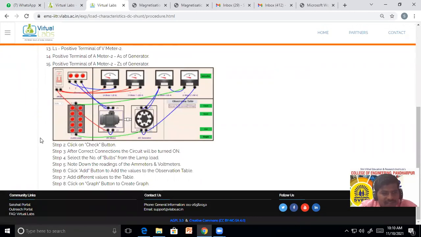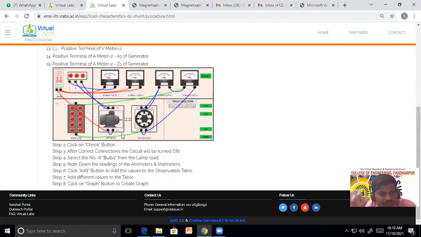After making the connection, check that connection. Step 2 is to click on the check button. If it shows that the connection is correct, then turn on the MCB. The MCB should be turned on when the connections are correct. Select the number of bulbs, which means the load is connected here, because this test is carried out on load condition. To carry it on load condition, we need to connect the bulbs, that is, a load on the generator. Just click on the bulb to put a load, that is, a lamp.